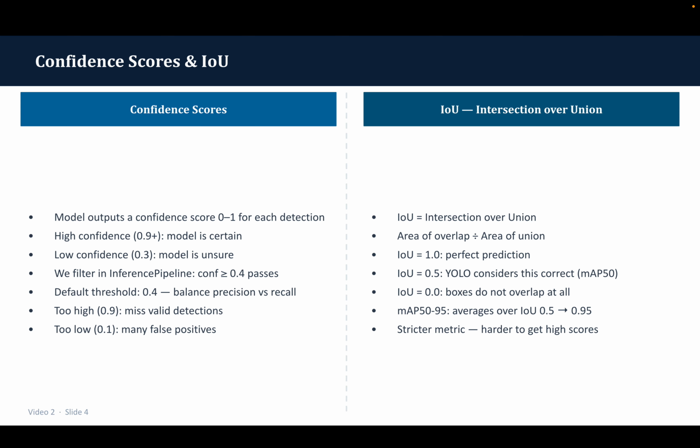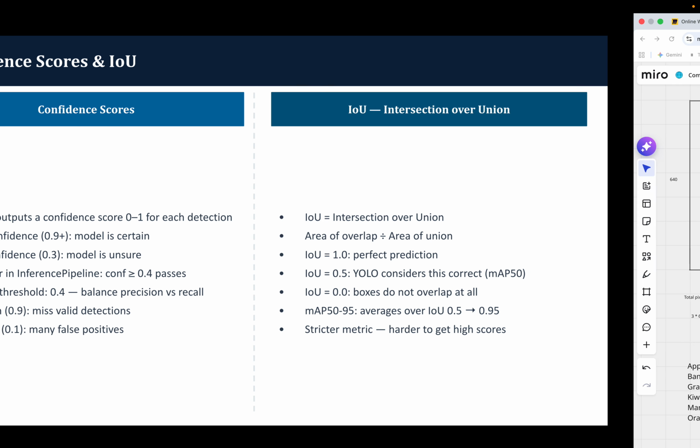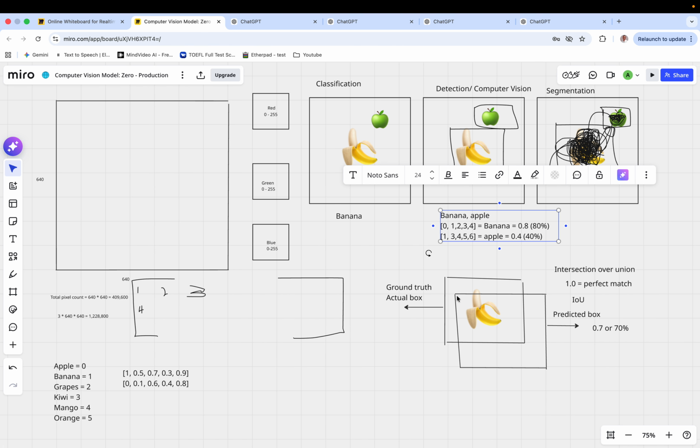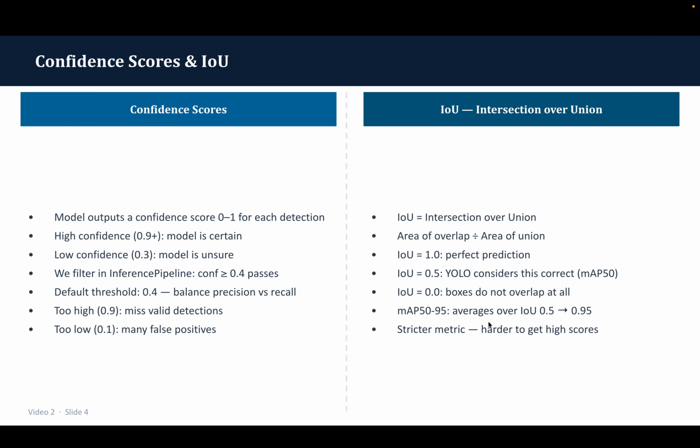And like I said, for intersection over union, the formula is area of overlap divided by the area of union. So an IOU of 1.0 means a perfect prediction. An IOU of 0.5 means YOLO considers this correct, which is mAP50, mean average precision. An IOU of 0.0 means the boxes do not overlap at all.